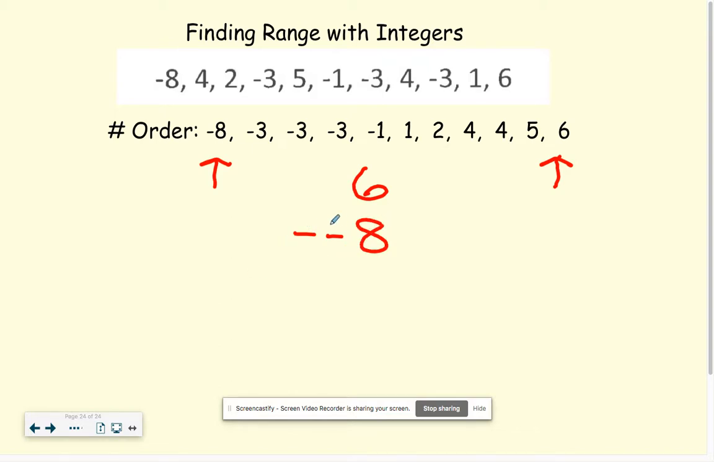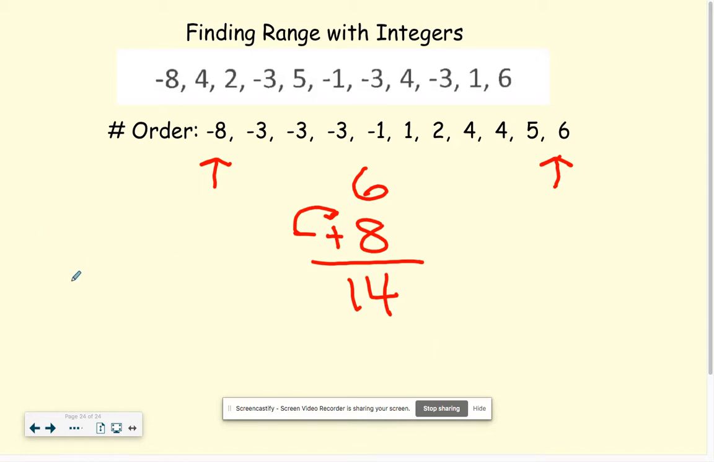Anytime you get a minus next to a negative, this minus can actually come on over and it makes this one a plus. Those two lines together make a plus sign. So I am actually going to be adding 8 plus 6. And when I add 8 plus 6, I get 14 as an answer. The difference between negative 8 all the way to 6 is 14. I have 14 numbers between them.